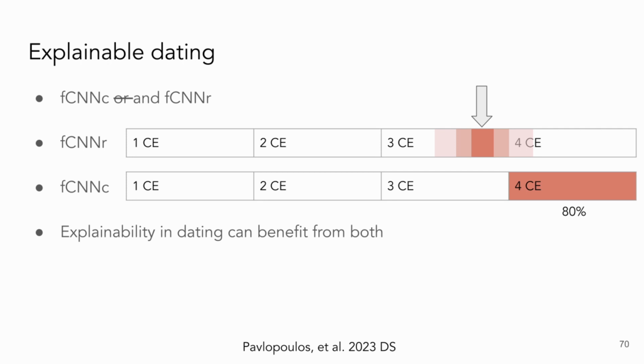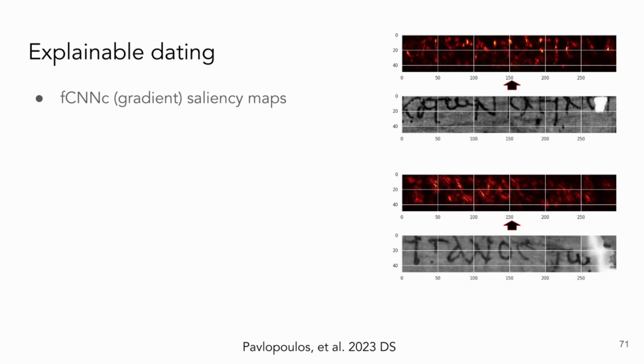And since our end goal is to assist and not supplement the expert, we use both of these in an explainability study presented in the next slides. Here, the heated colors in red show that the network consistently focuses on the letters in order to yield its predictions for the date. This is good news, because we want it to focus on the letters and not on the background or on noise.